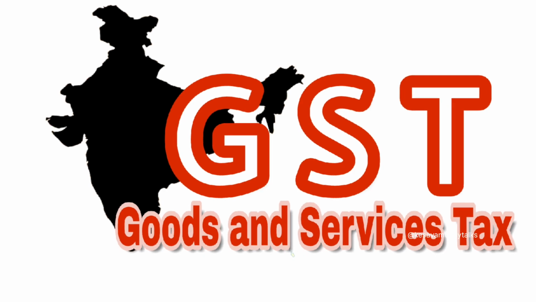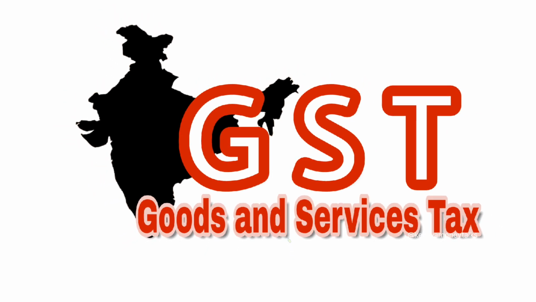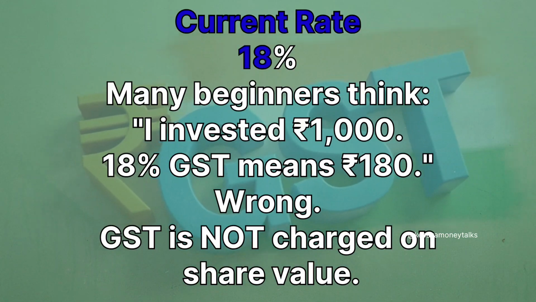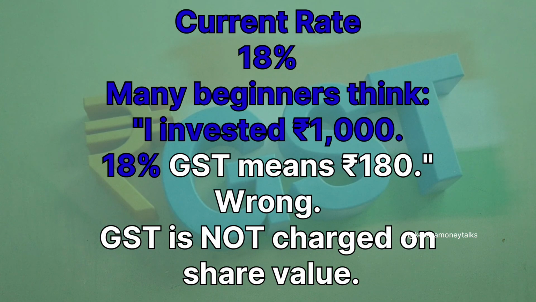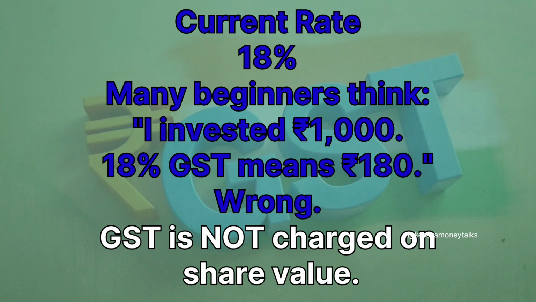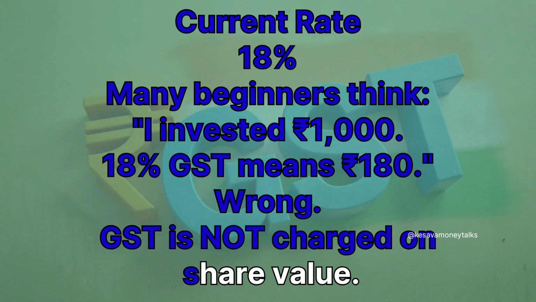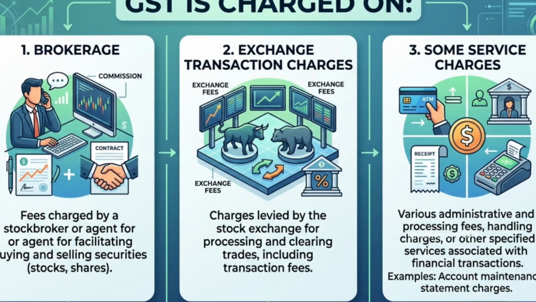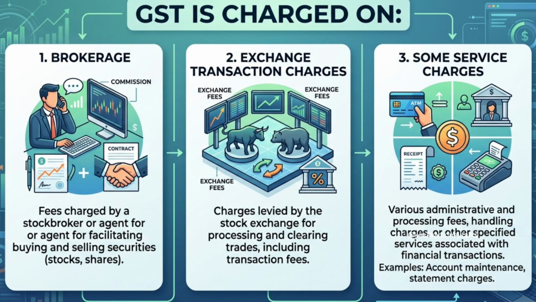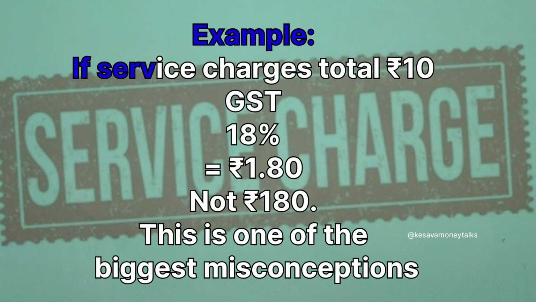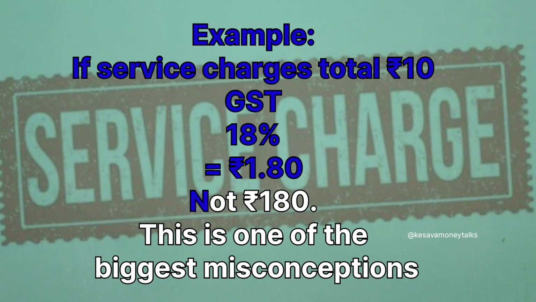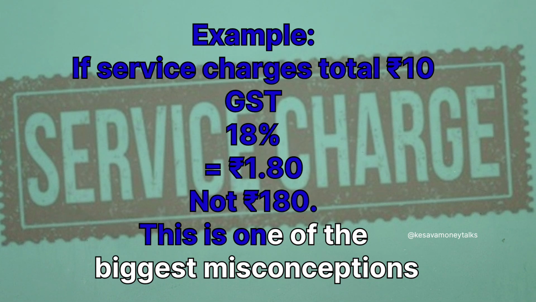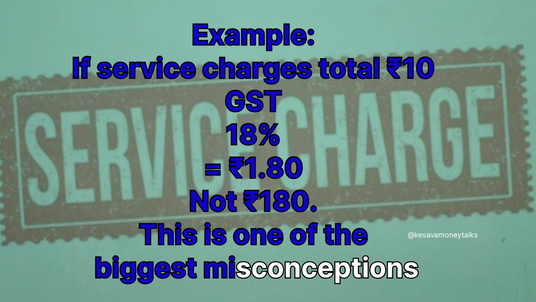Part 4, GST. Full form: Goods and Services Tax. Current rate 18%. Many beginners think, I invested 1000, 18% GST means 180. It is wrong. GST is not charged on share value. GST is charged on brokerage, exchange transaction charges, and some service charges. Example: if service charges total 10 rupees, GST 18% becomes 1 rupee 80 paisa, not 180 rupees. So it is one of the biggest misconceptions.